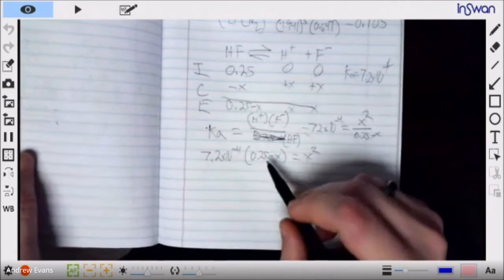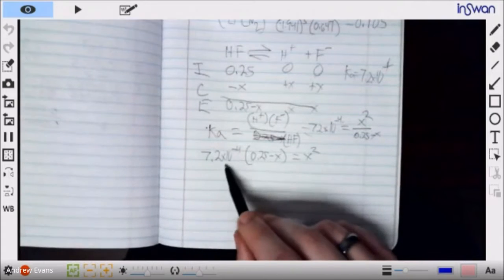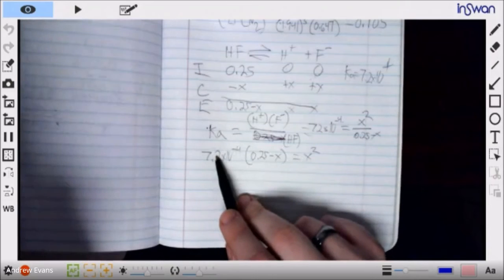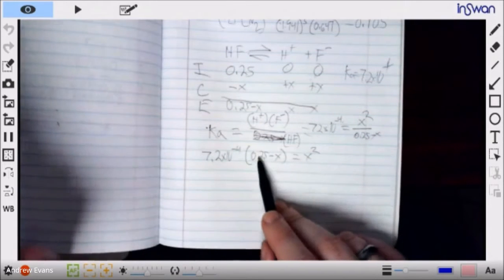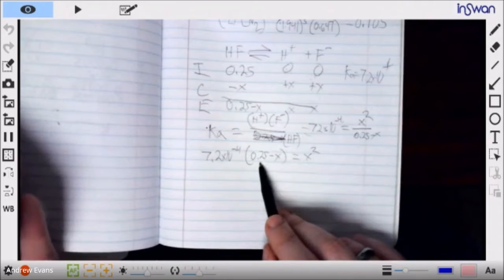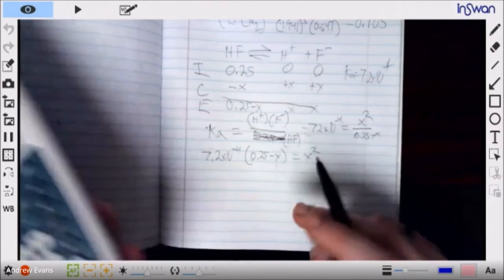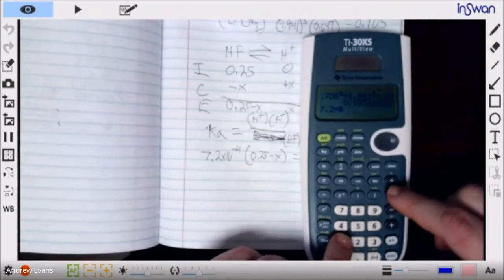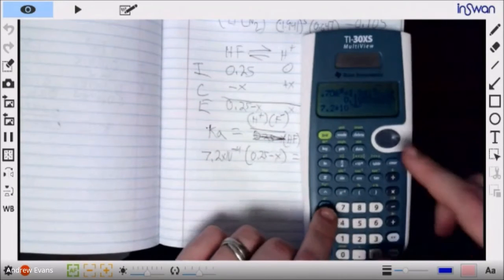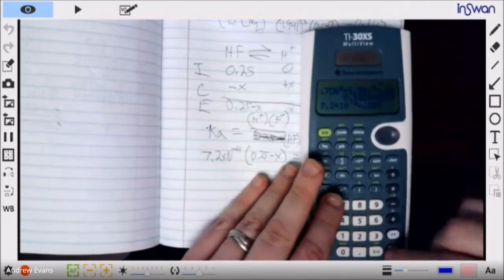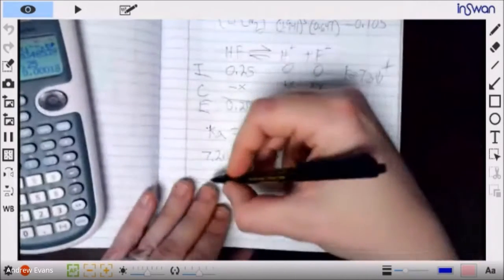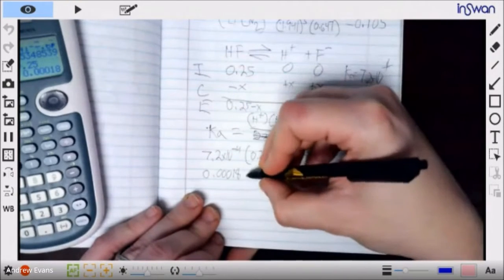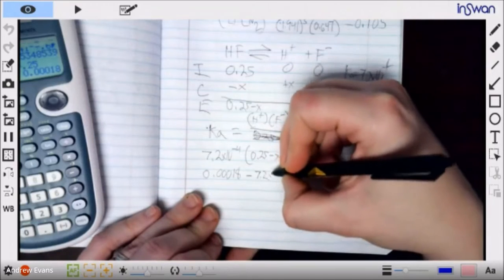From there, we need to evaluate within the parentheses. So it means you got to multiply 7.2 times 10 to the negative fourth by 0.25 and by negative x. So 7.2 times 10 to the negative 4 times 0.25 is 0.00018, and we have negative 7.2 times 10 to the negative fourth x.